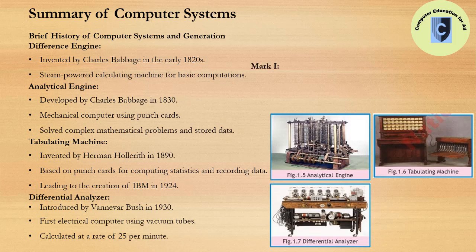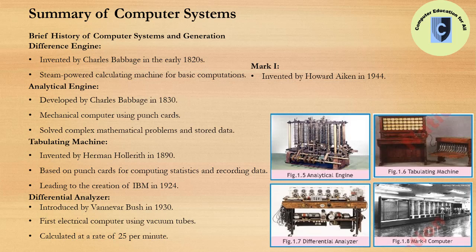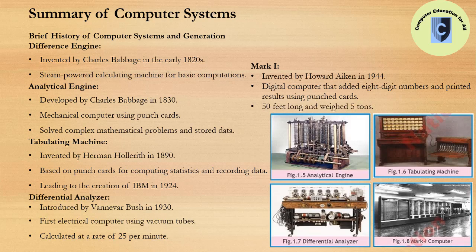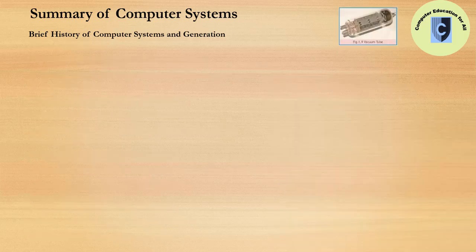Mark I. Howard Aiken's Mark I, a digital computer invented in 1944, could add 8-digit numbers and print results using punched cards. It was 50 feet long and weighed 5 tons. First-generation computers.